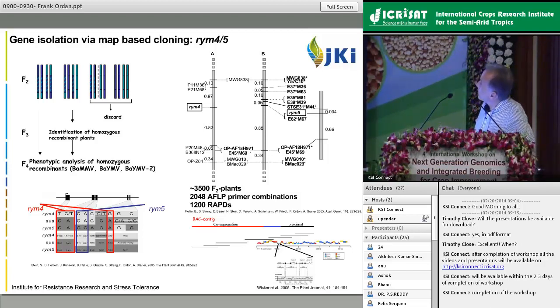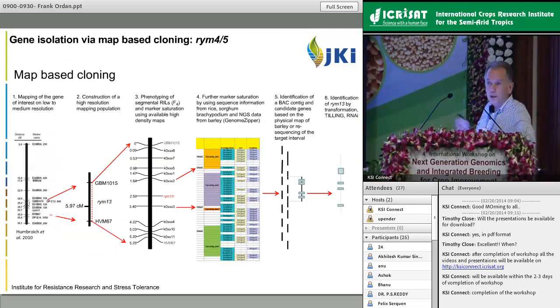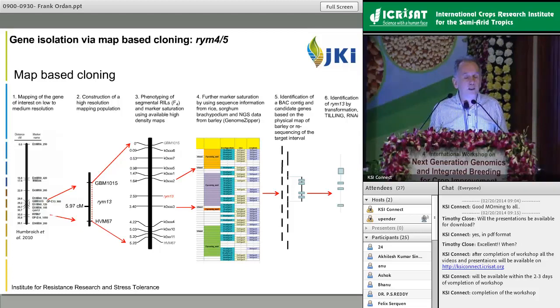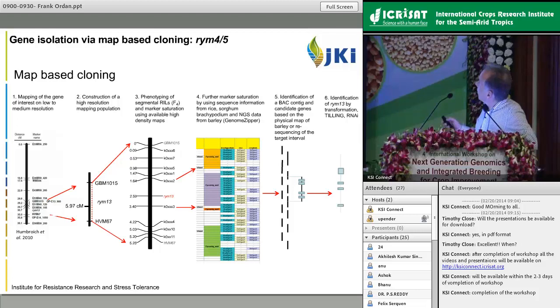As already mentioned, you still have to use high-resolution mapping populations to facilitate efficient phenotyping. But there are high-density maps available in barley, so you can anchor your flanking markers to these maps and just use the markers known inside for marker saturation. Then you can anchor the closer ones to the genome zipper, identify additional markers, and use genotyping by sequencing or exome capture, at least to identify candidate genes, which then have to be proven by transformation, by TILLING, or by RNAi.